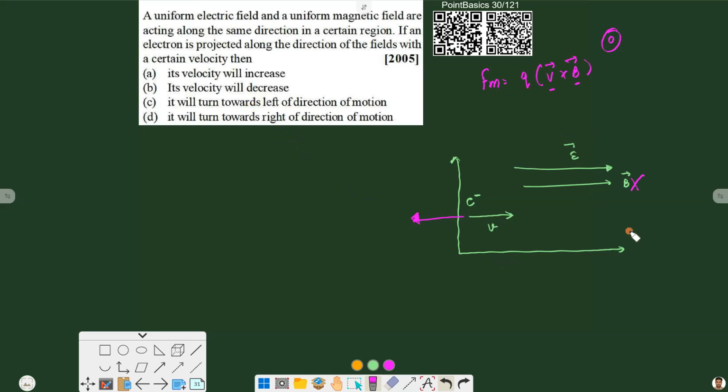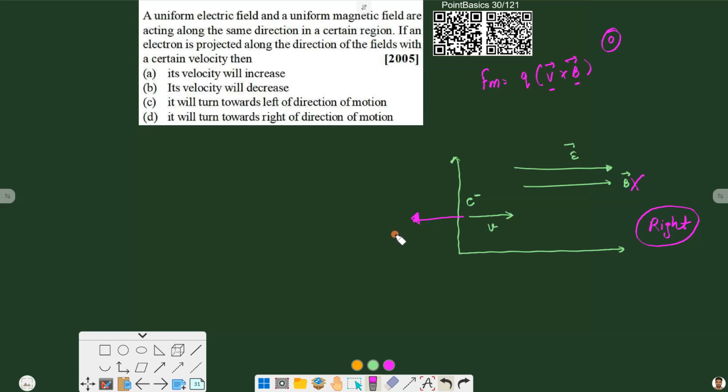Assuming initially it was moving in the right direction, then it will start moving in the left direction. Now as we analyze the options, we have two possible answers. First, its velocity will decrease, and second, it will turn towards the left of the direction of motion. In the question statement, it is not defined in which direction it was initially moving. Initially either it was moving in the right direction or in the left direction. So it is not defined.